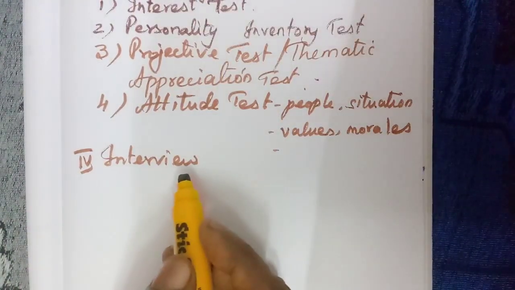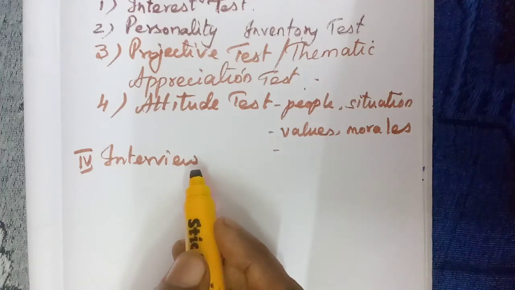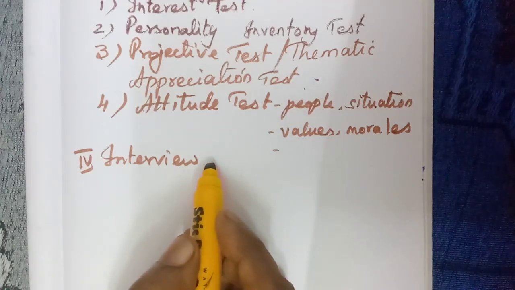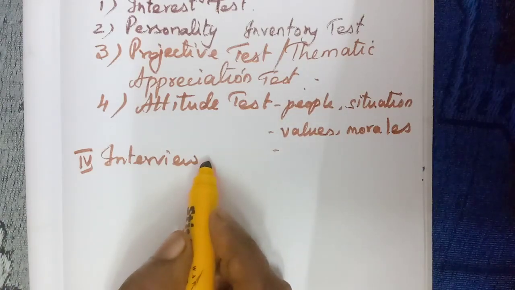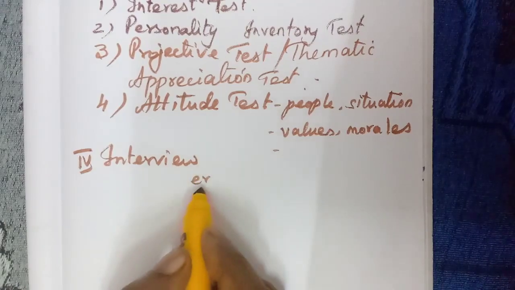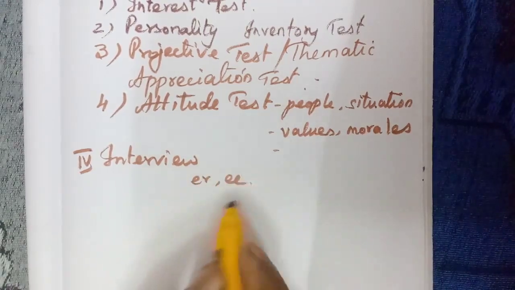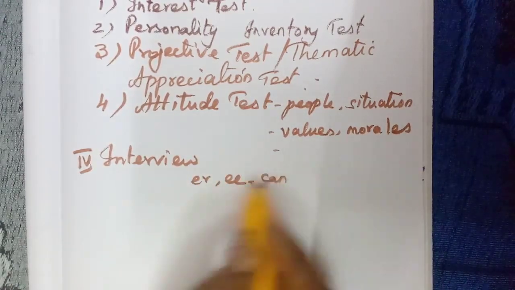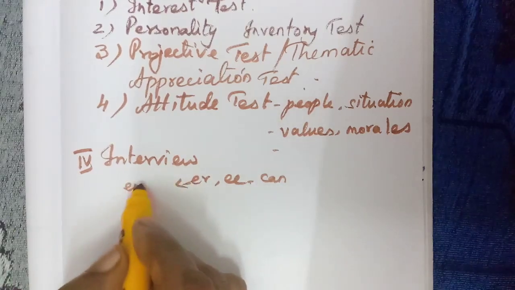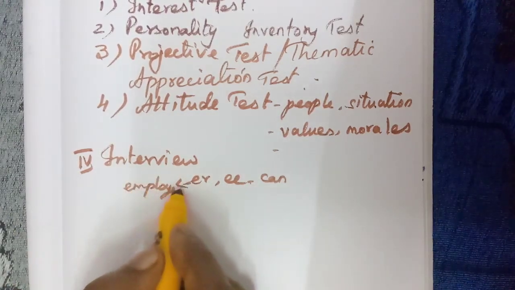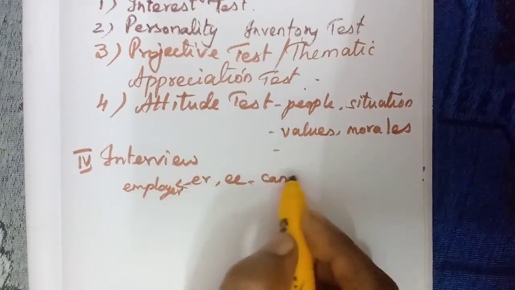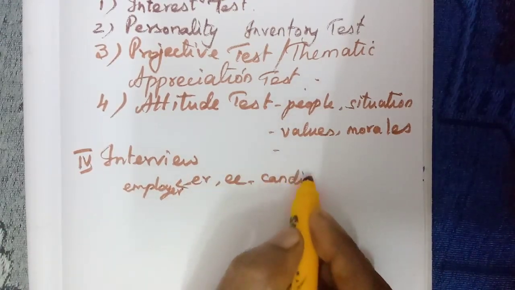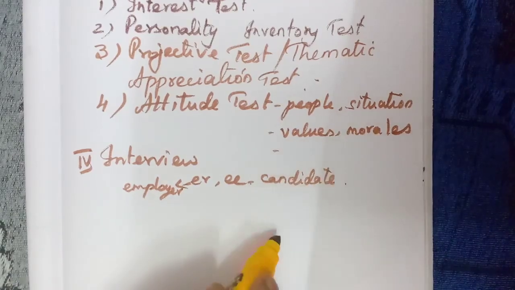What is an interview? We know, isn't it? In an interview, two or more people are involved. The person who is asking questions is called the interviewer. The other one is the interviewee. The candidate is the interviewee, and the employer or the person who asks questions is the interviewer.